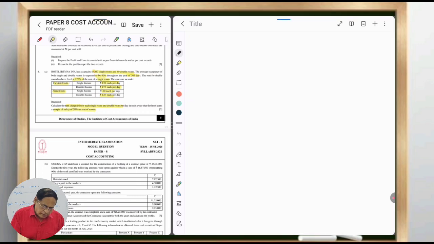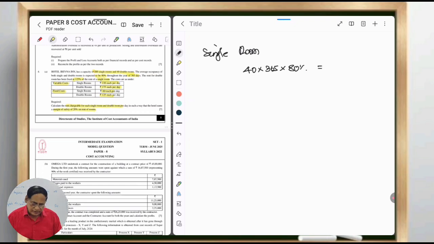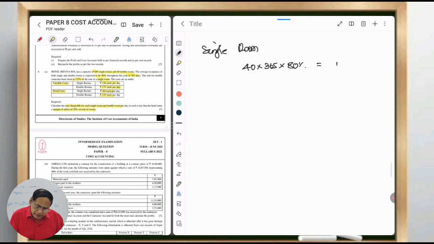So for single room, the number of single rooms is actually 40. So the number of days in a year, 365 days, into occupancy rate 80%. So the room days in a year for double room, that is 40 into 365 into 80%, that is 11,680.